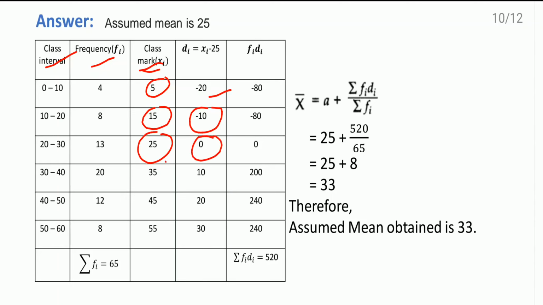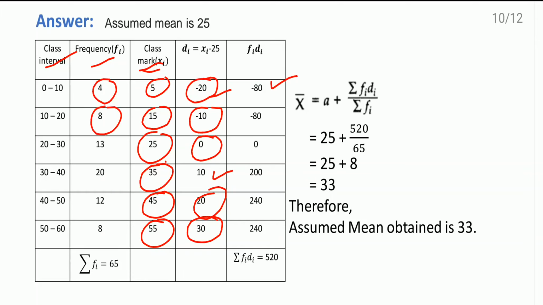Then here 35 minus 25 is 10. 45 minus 25 is 20, and 55 minus 25, our answer comes as 30 here, correct? Now the last column, fi di, that means 4 into minus 20, we are getting minus 80. Then here 8 into minus 10, once again minus 80.